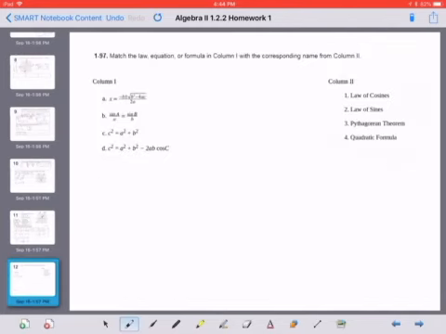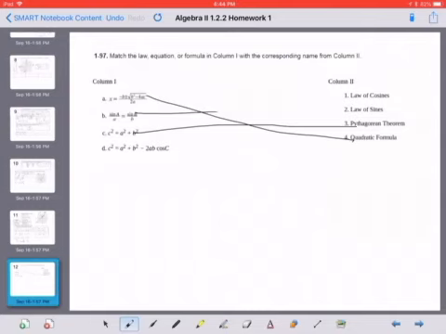The last problem asks you to match the law of cosines, law of sines, the Pythagorean theorem, the quadratic formula. So I actually matched up the Pythagorean theorem and the quadratic formula first because those two I think are pretty easy to remember. And then I remembered that this one matched to the law of sines, and then this last one is the law of cosines.